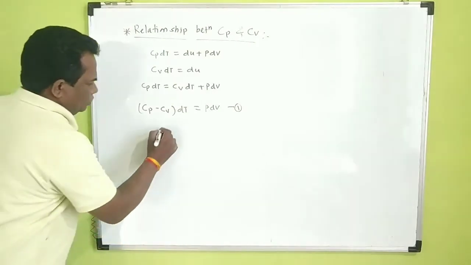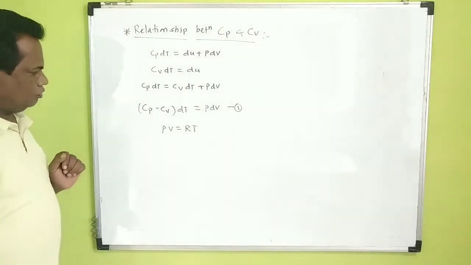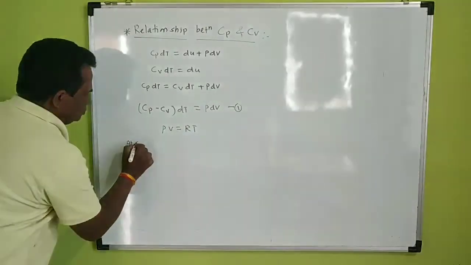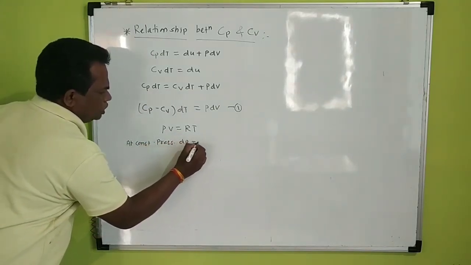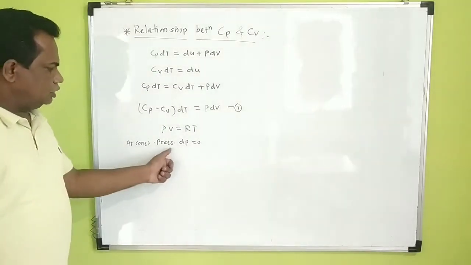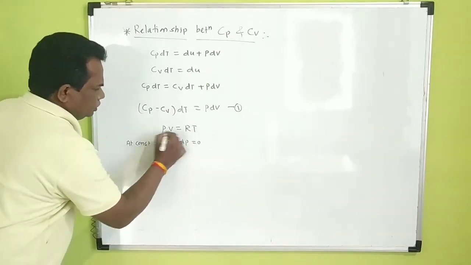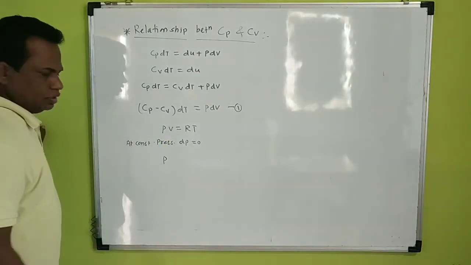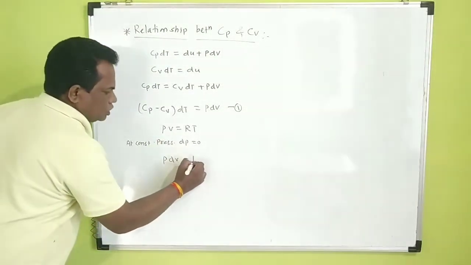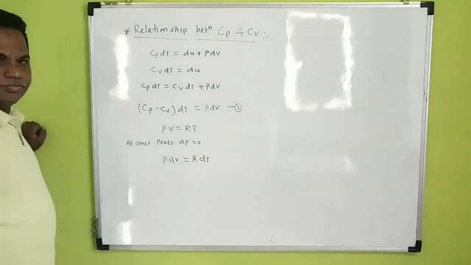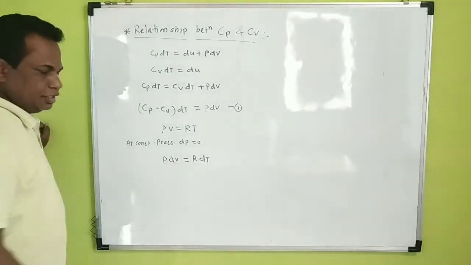For ideal gas, you know the relation for 1 mole of gas, that is PV is equal to RT. At constant pressure, dP is equal to 0, you know that. P is a constant, so change in pressure is 0. So now if we differentiate this equation, then you will get P constant. Differentiation of V is dV, that is equal to R is also constant and dT. So now we can substitute the value of PdV is equal to RdT, equation number 2.